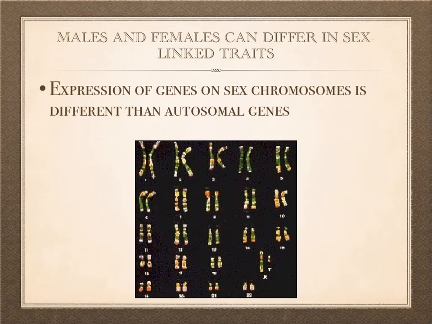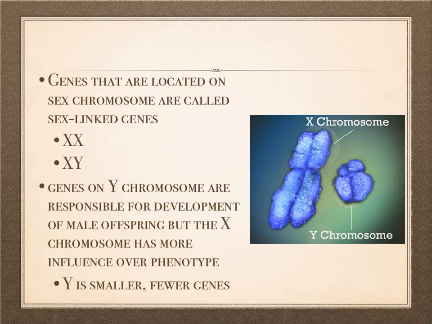When it comes to genes being expressed on the sex chromosomes, it's a little bit different than autosomal genes, because the sex chromosomes, the X chromosome for females and the Y chromosome for males, are much different in terms of what they look like and the traits that they carry. Genes located on the sex chromosomes are called sex-linked genes. So this is a female, XX, this is a male, XY.